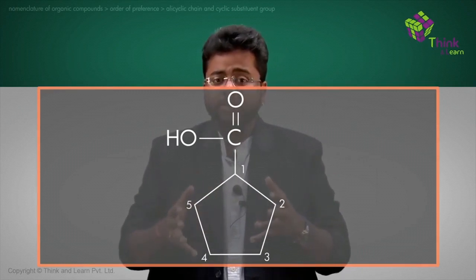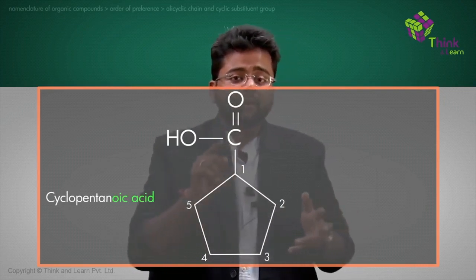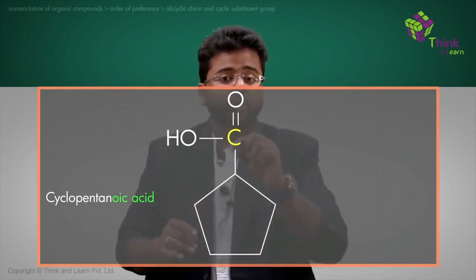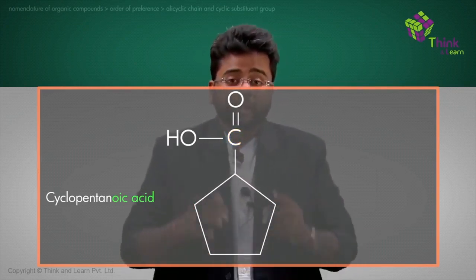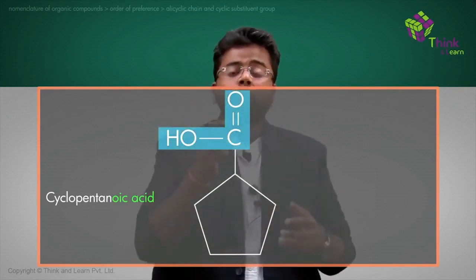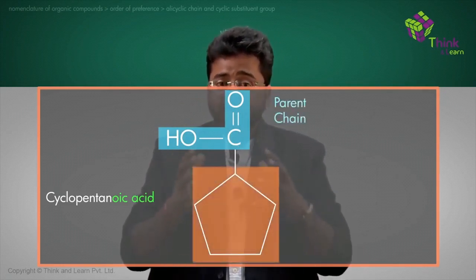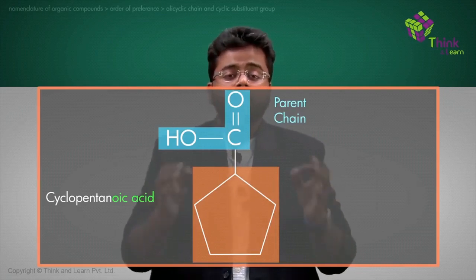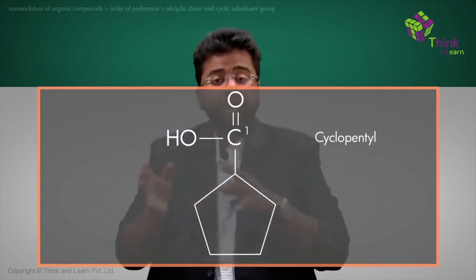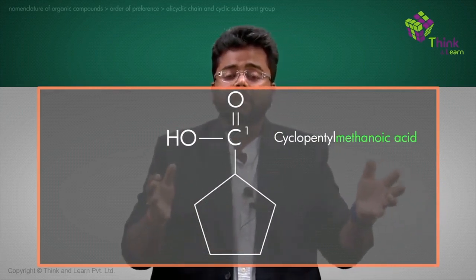Over here, if you try to say that this is cyclopentanoic acid, then you are taking into consideration only 5 carbons which are present in the cyclopentane ring. But you are forgetting there is one more carbon attached to the cyclopentane ring. Now, because the functional group gets a higher priority, only the functional group would be my parent chain. Yes, and this cyclopentane would be my side chain or my substituent. So what will be the name? The name would be cyclopentyl methanoic acid. That would be the name.